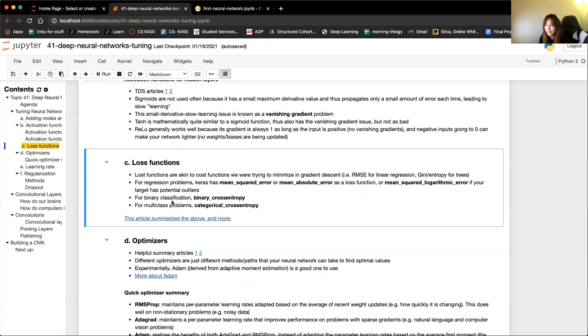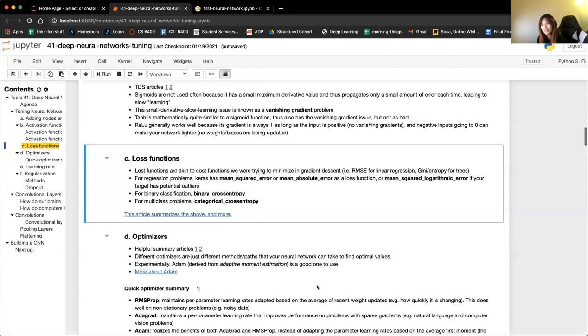But for binary and multi-class classification problems, it's more straightforward. You always want to use either binary cross entropy or categorical cross entropy. How these work is basically like entropy when we were doing decision trees, but it does it for you with binary and multi-class. I also put an article here that talks about the different loss functions, and it's mainly about different use cases, which one you would use.